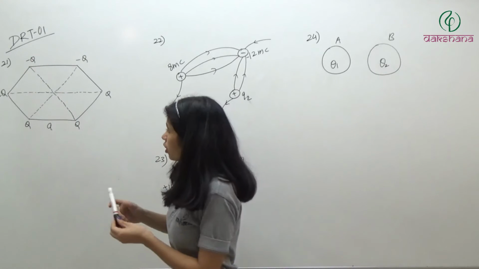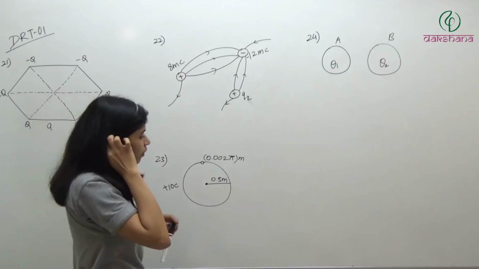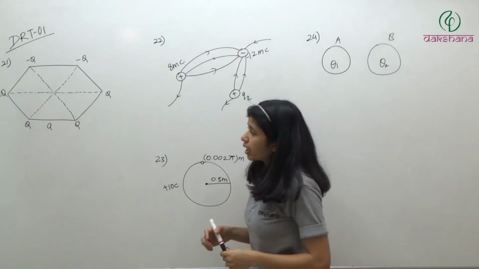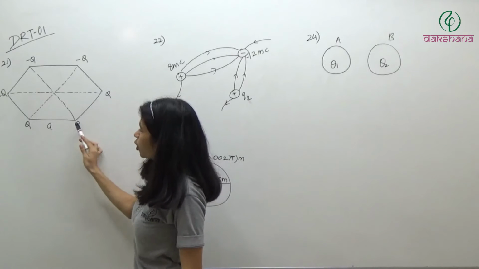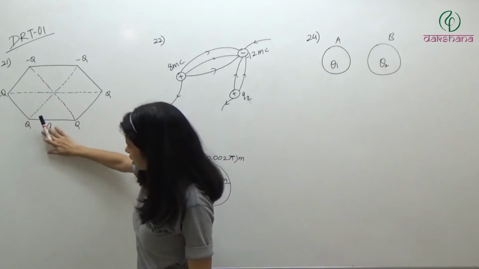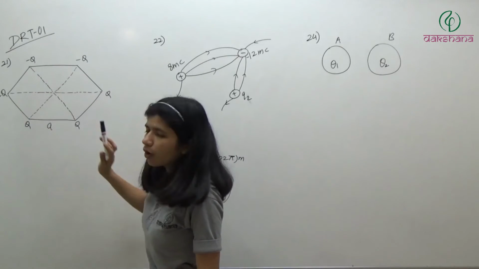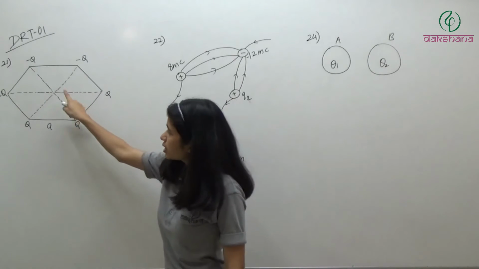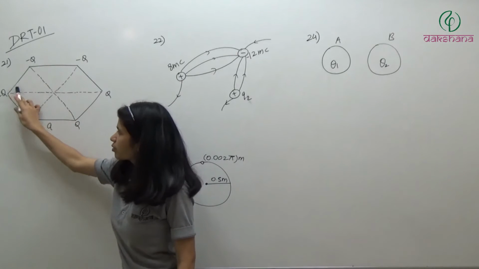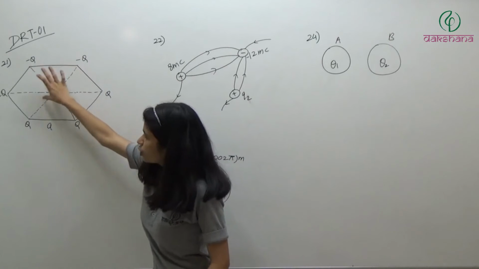Correct? So here, somewhere here, we have a point at which we are trying to find the electric field. Clear? There are two ways. You can find it individually because of all these charges. If this distance is A, all of them will be equal to A, because this angle is 60 degrees and these two sides are the same, so this is 60 as well. So all these sides are equal to A.